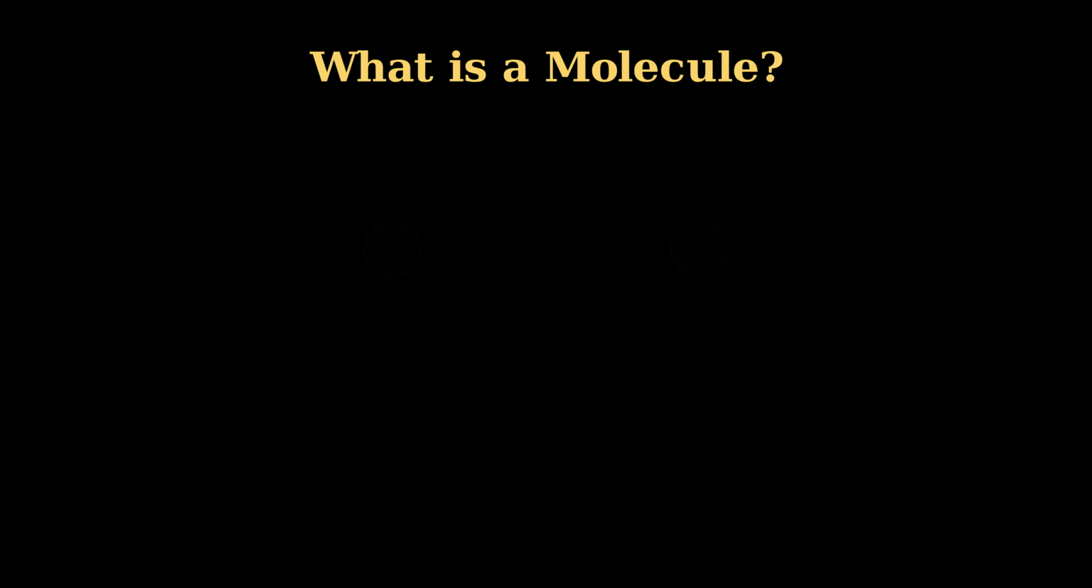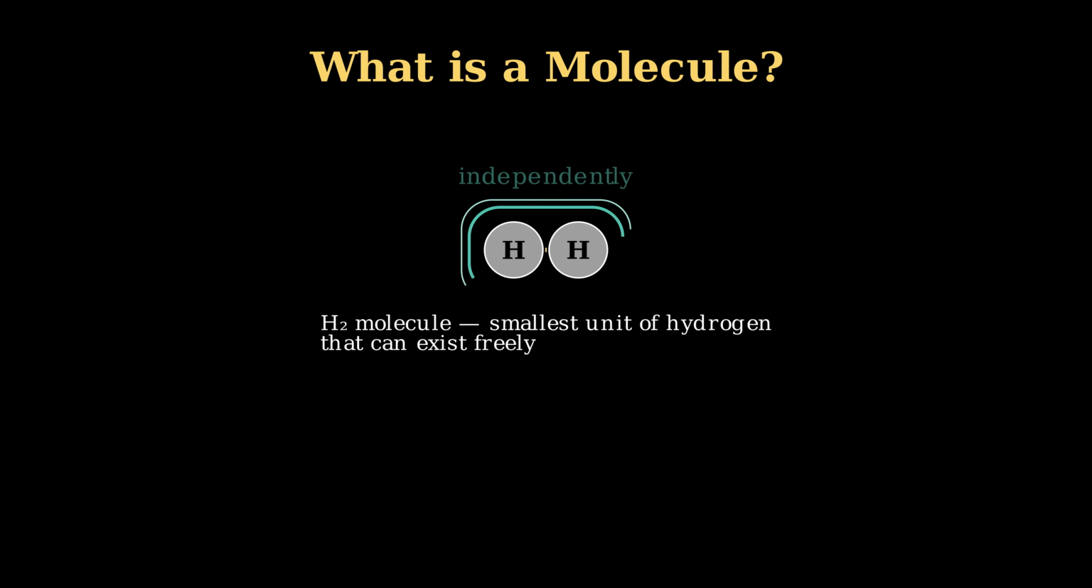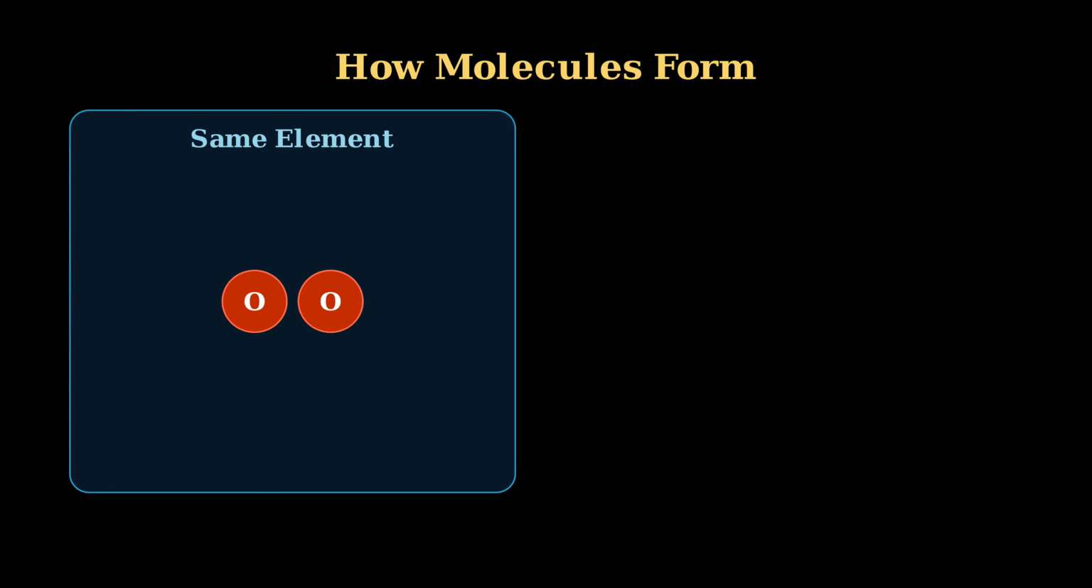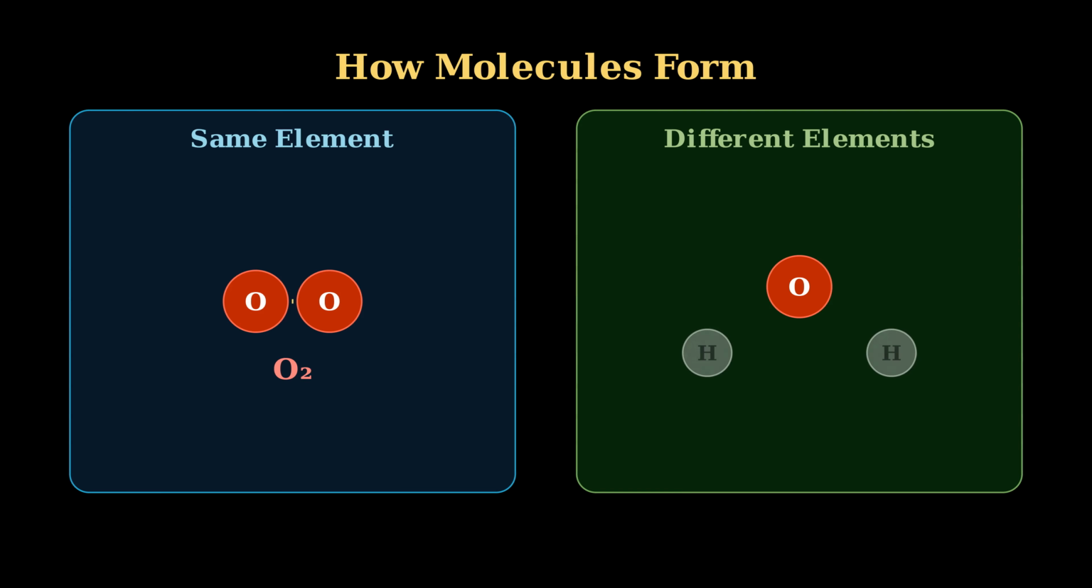We said atoms often can't exist alone, so what do they form? They form molecules. A molecule is the smallest particle of an element or compound that can exist independently and still show the properties of that substance. A molecule is formed when two or more atoms are held together by chemical bonds. Those bonds can be between atoms of the same element or atoms of different elements.